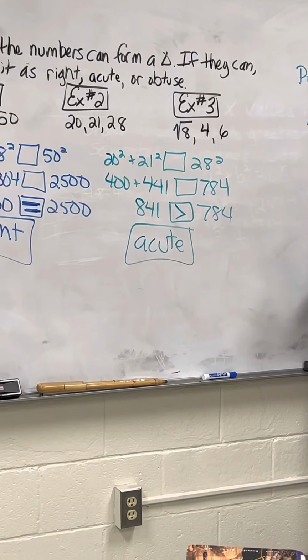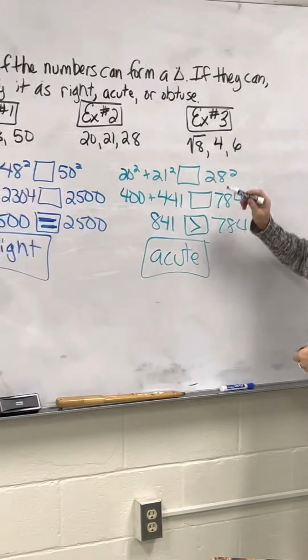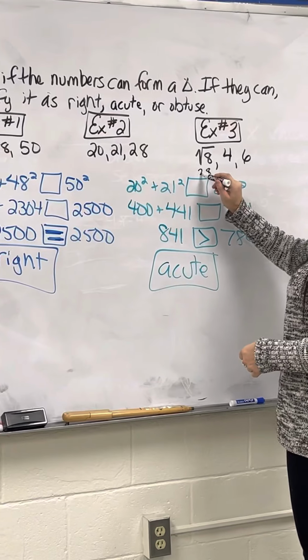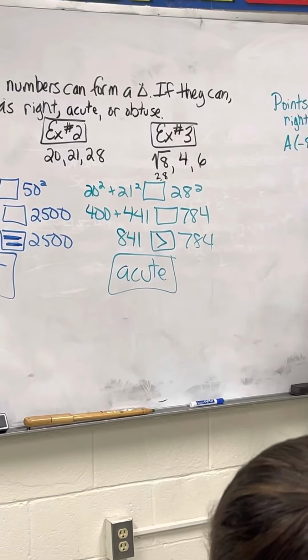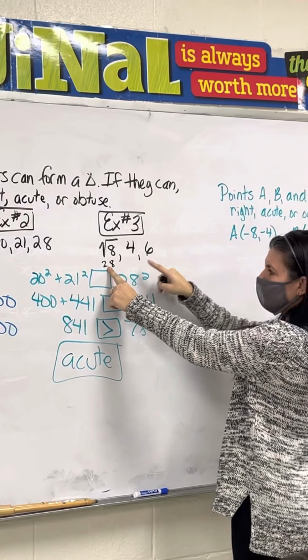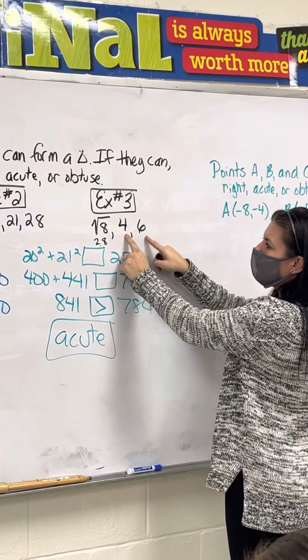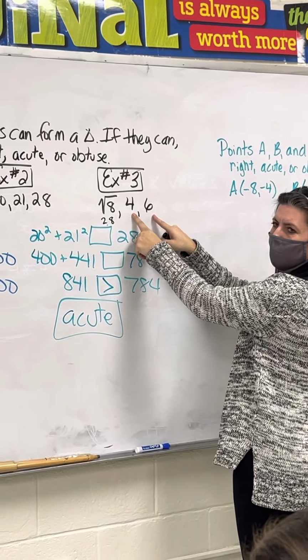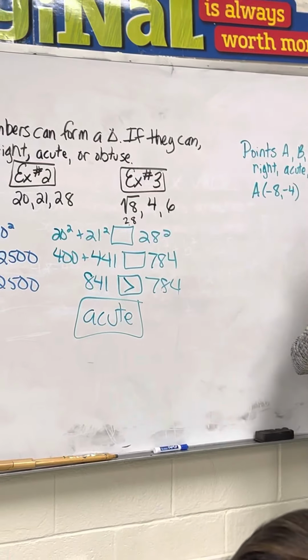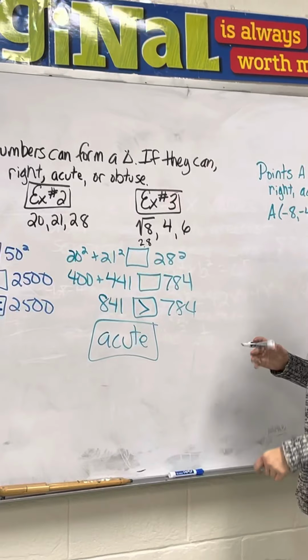Ballpark, wild guess. Joshua, like 2.8 or something. That's not a bad guess. And all we really need is a kind of a ballpark to check. So when I add 2.8 and 6, is that going to be bigger than 4? 2.8 and 4, is that going to be bigger than 6? And 4 plus 6, is that going to be bigger than 2.8? Absolutely. So it does form a triangle. Now we need to decide if it's right, acute, or obtuse.